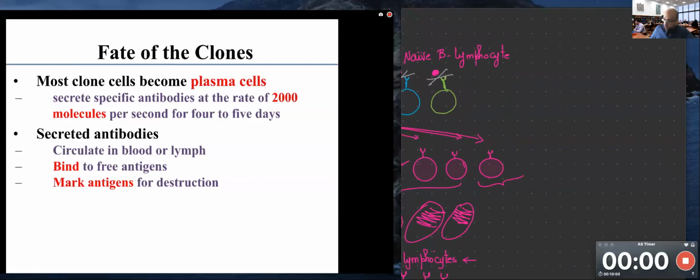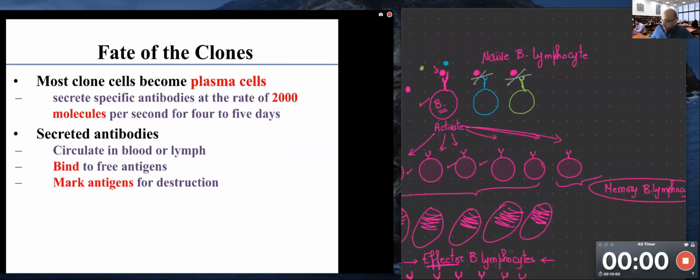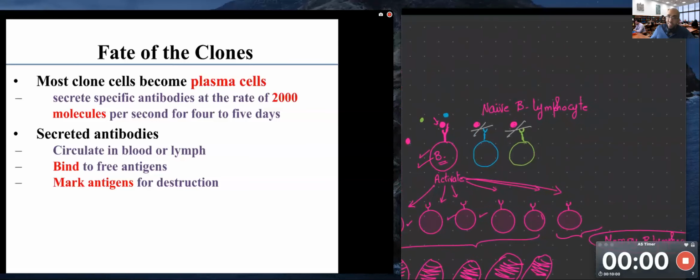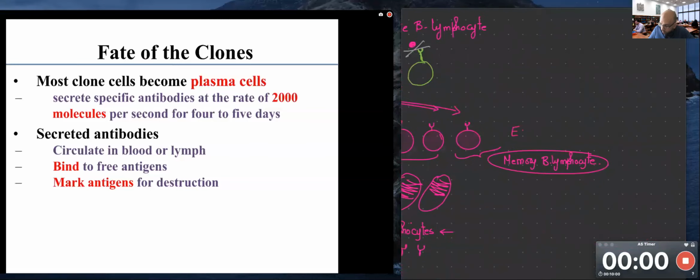Another part of those clones will become the memory B lymphocytes. So those are identical to the naive B lymphocytes, but those ones got an experience. They are faster to act once they get re-exposed to the same antigen. Once you get re-exposed to the same antigen, you are the fastest one to respond. You are the memory B lymphocyte. This is not naive anymore. It has been exposed to this specific non-self antigen and it has been previously activated.